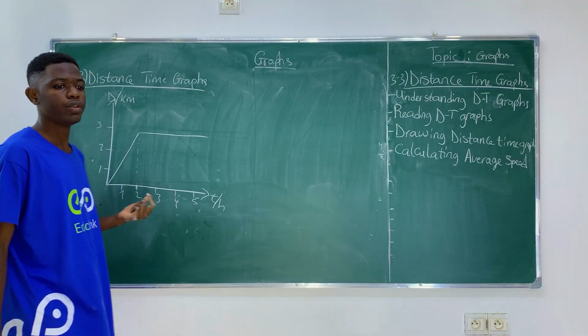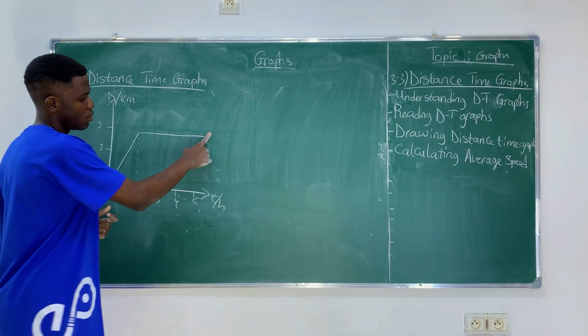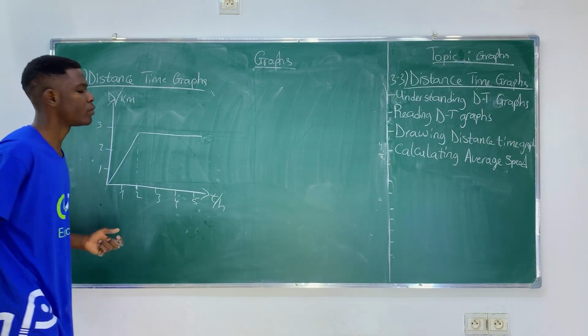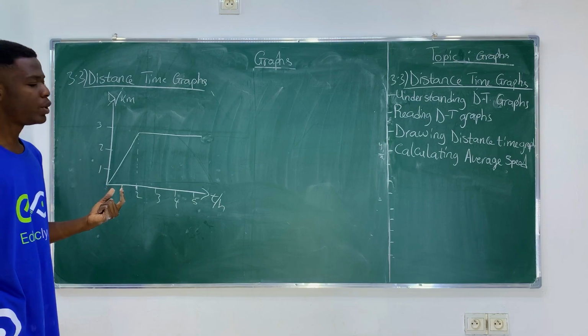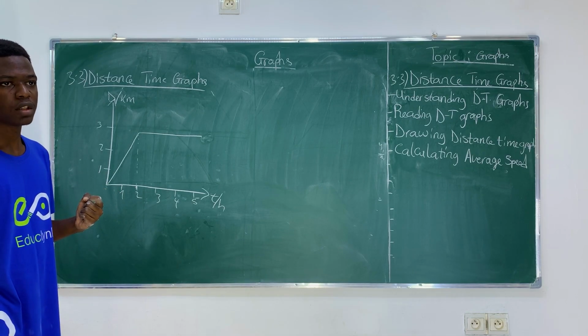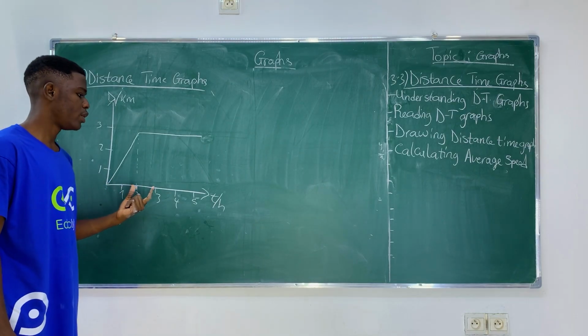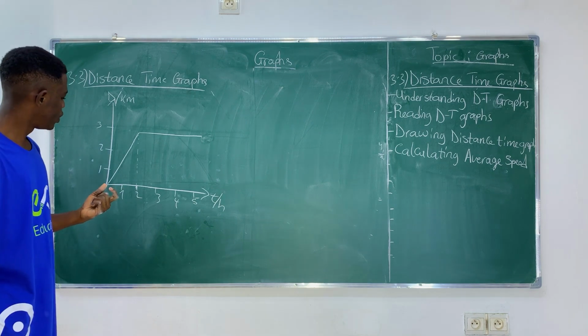Okay, how do we read this distance time graph? How are you going to read this distance time graph? When they say reading, it means explaining, describing the meaning of a distance time graph. For you to be able to describe it, you must understand it. So what happens here?